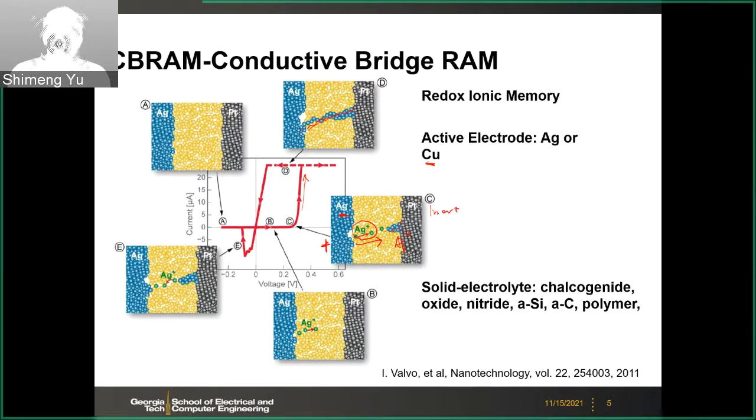And then if we sweep back on the negative side, so if you apply negative voltage to the silver, then here those ions, because they are positively charged, will be attracted back towards the silver side. That means this filament will dissolve, and if the filament completely dissolves, then you return to the original high resistance state.